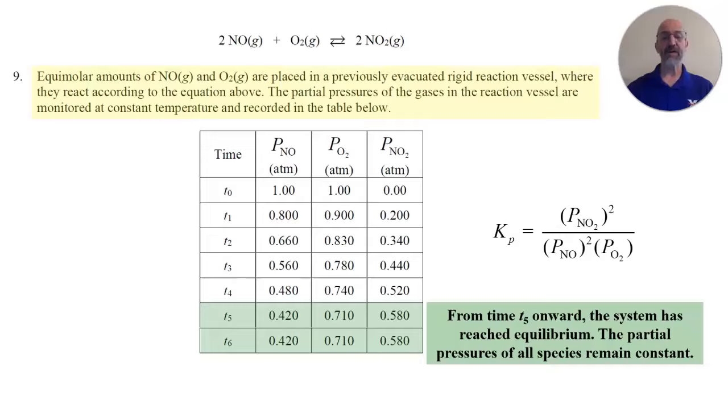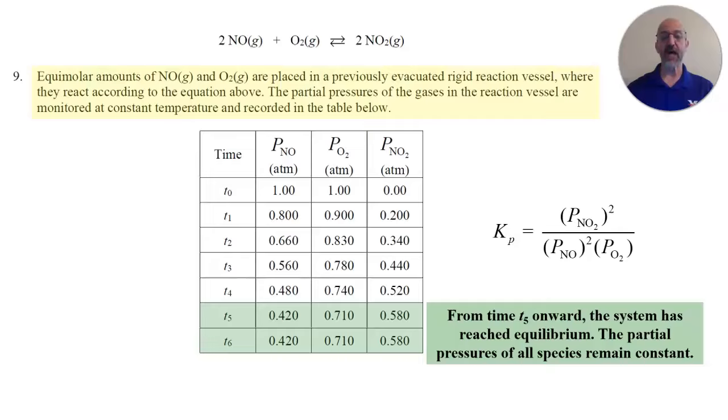Products over reactants, and in terms of partial pressure, that would be the partial pressure of NO2 squared, because NO2 has a coefficient of 2 in the balanced equation. And in the denominator of this Kp expression, it would be the product of the following: the partial pressure of NO squared, again, because NO has a coefficient of 2, and then also in the denominator, the partial pressure of oxygen, or O2. So there is my Kp expression.